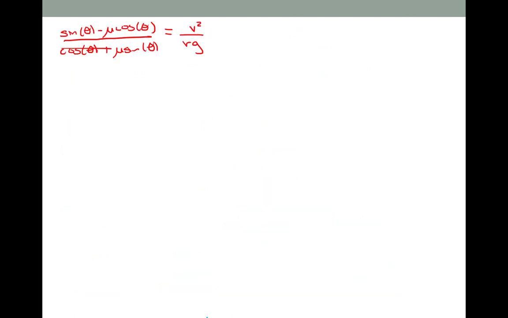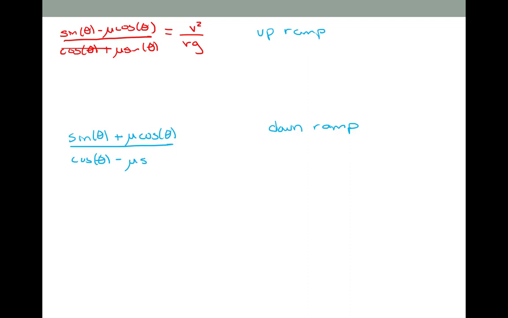Okay. So I'm going to come over here. This was the up the ramp version, friction pointing up the ramp. There is also the friction pointing down the ramp version. To get the down the ramp version, just change the signs. Okay. So now the question is, how can I go around this curve as quickly as possible?